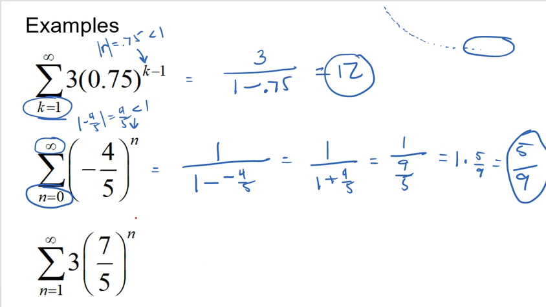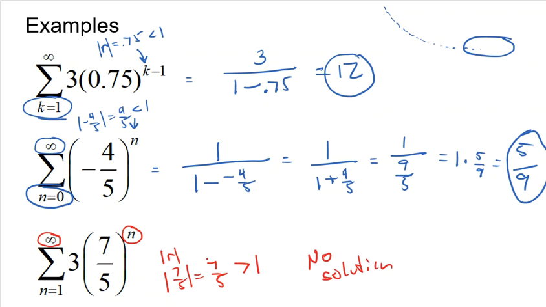All right, so once again, this is geometric because the variable is in the exponent, but they do want me to find the infinite sum. But I can only find infinite sums if the absolute value of my r value is less than 1. The absolute value of 7/5 is 7/5. But wait a minute, 7/5 is greater than 1. So this has no solutions. There is no infinite sum here because my r value is greater than 1.